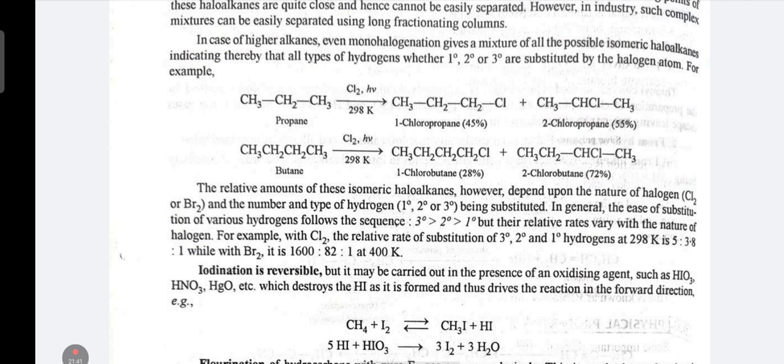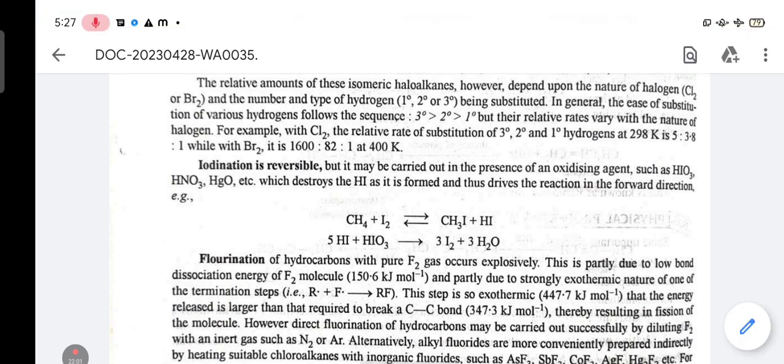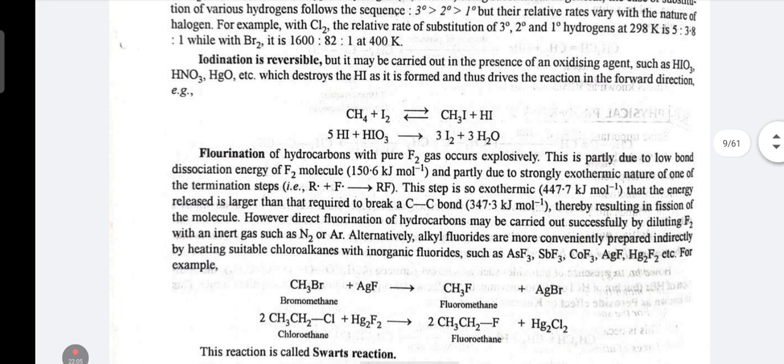Iodination is reversible, but it may be carried out in the presence of oxidizing agents such as HIO3, HNO3 and HgO, which destroy the HI as it is formed, thus driving the reaction in the forward direction. Example: methane plus I2 gives methyl iodide and HI.